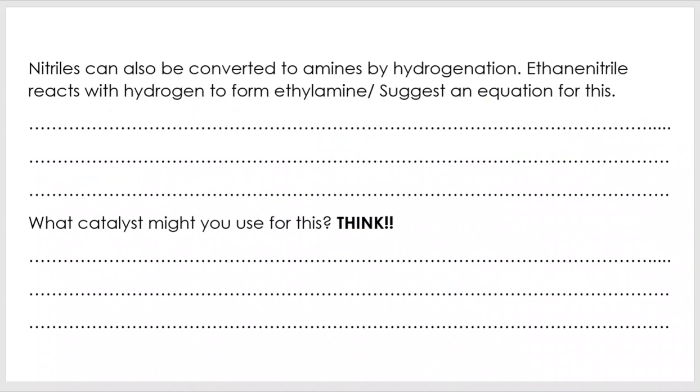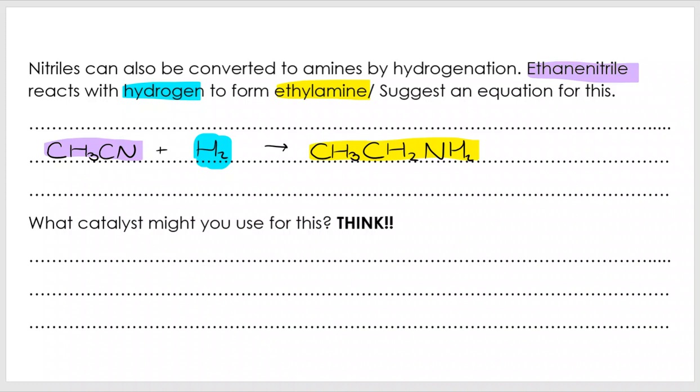We also need to know how nitriles can be converted into amines by hydrogenation. Again, have a go at this equation and see what you can do. So my ethane nitrile and my H2, obviously remembering hydrogen is diatomic, and I am making the amine, which you have seen in, or will see in further reactions, depending on which way around you're looking at this. There are ways of making amines alternatively.